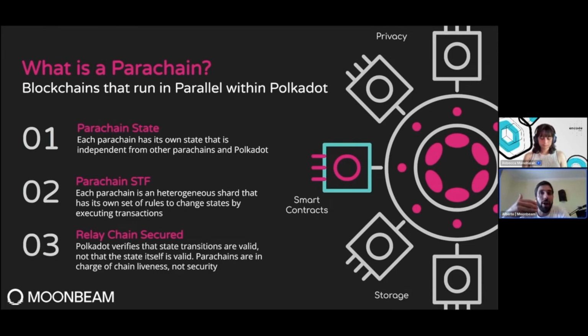Parachains themselves are in charge of producing blocks. They're not in charge of security, and the relay chain is what is actually checking that the state transition is valid.